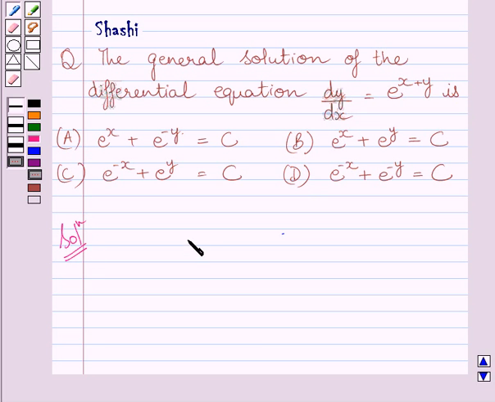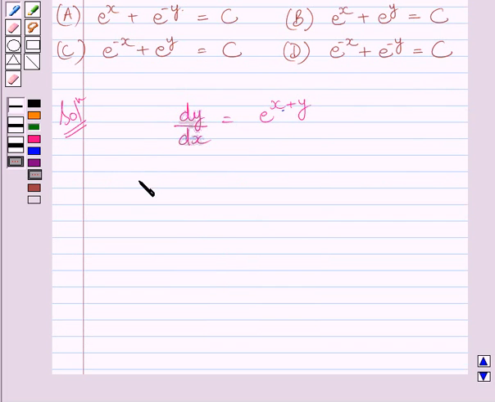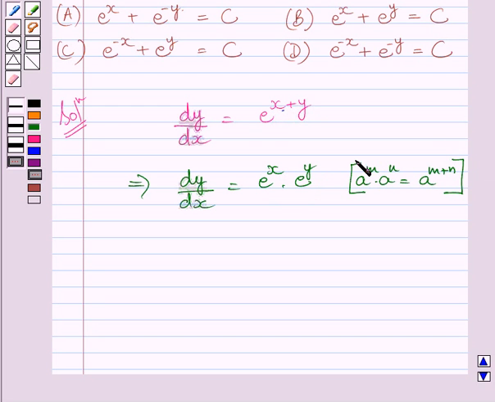Now given differential equation is, dy upon dx is equal to e raised to the power x plus y. Now this implies dy upon dx is equal to e raised to the power x multiplied by e raised to the power y. We know e raised to the power x plus y can be written as e raised to the power x multiplied by e raised to the power y. Here we have applied this rule of exponents.